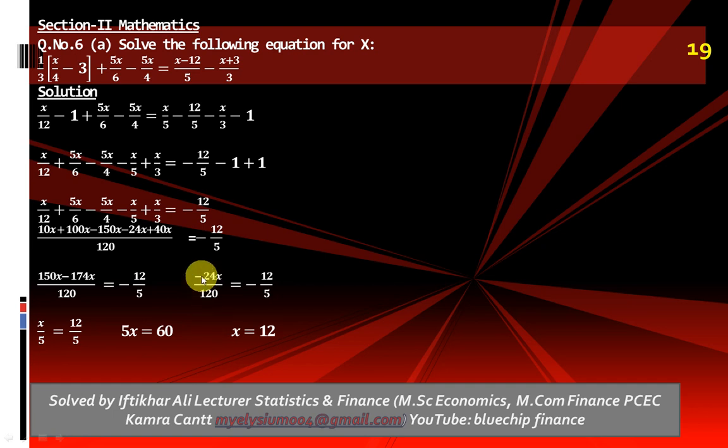Okay, right. Minus on both sides will be cancelled with each other, so 24x by 120 and 12 by 5, and 24 ones are 24 and 24 fives are 120.